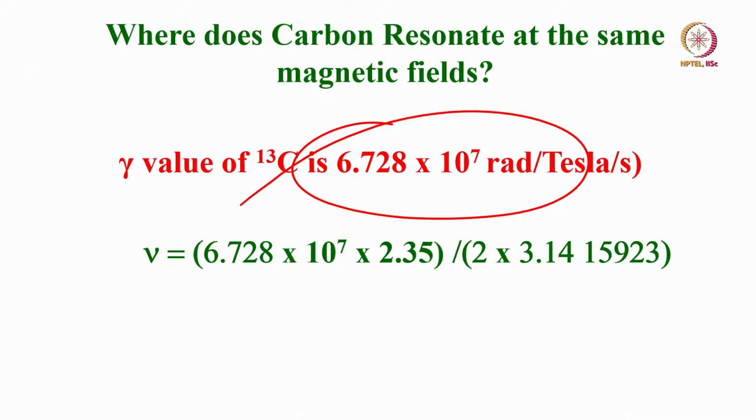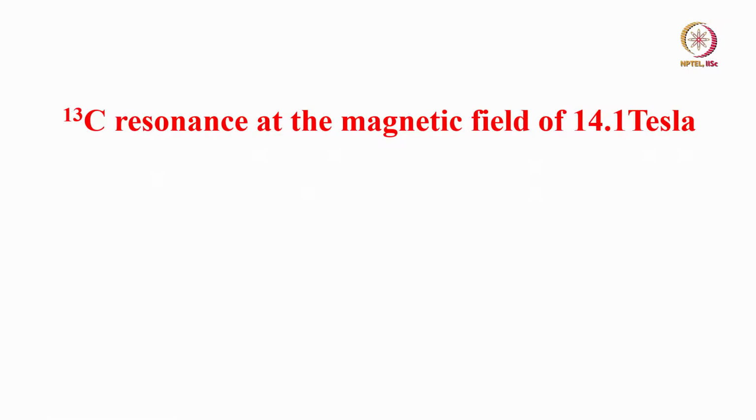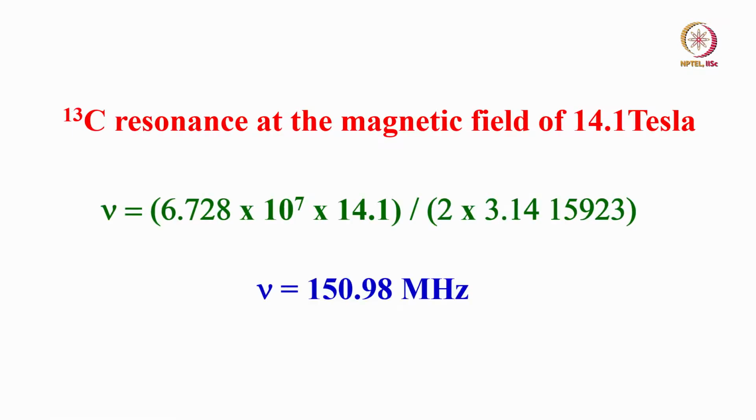That means nu is also 4 times smaller. That means in the proton it was 100 megahertz, now it is 25 megahertz, 4 times smaller. Same thing, for example, for 14.1 Tesla, you substitute, it turns out to be 150 megahertz. There it was 600 megahertz for proton, carbon is 150 megahertz. So, gamma is the one which is dictating the resonating frequency. What is the resonating frequency for different nuclei? You can find out by different gammas.